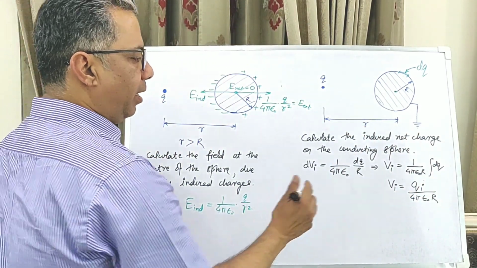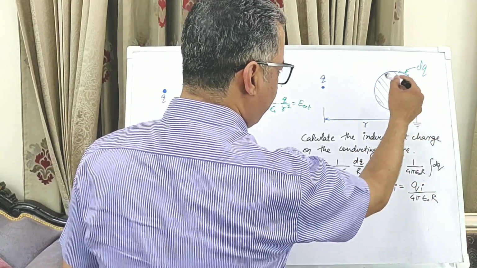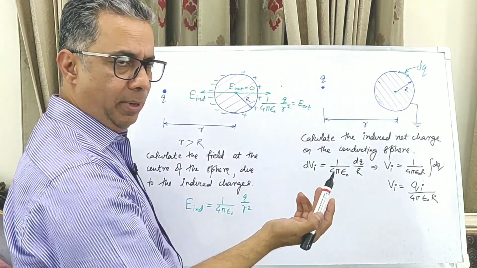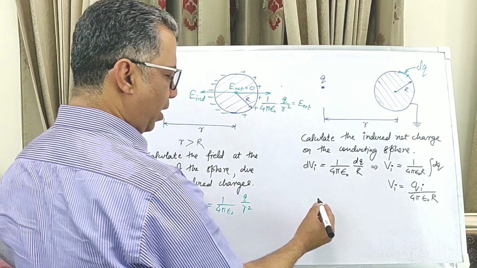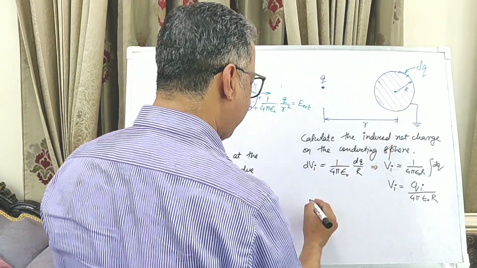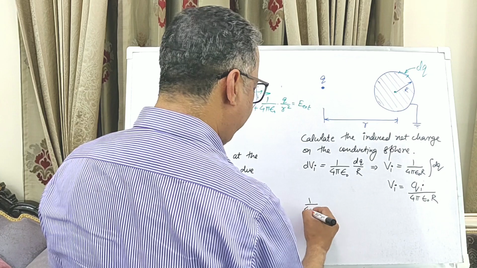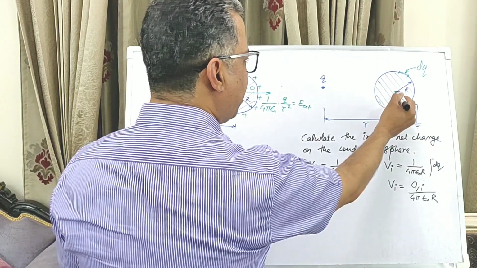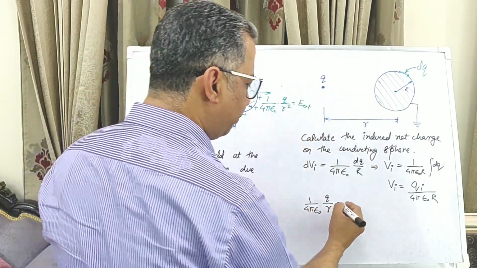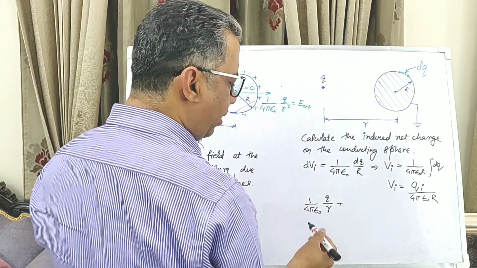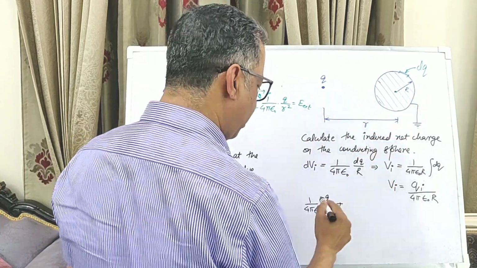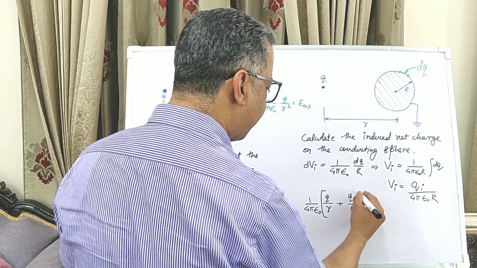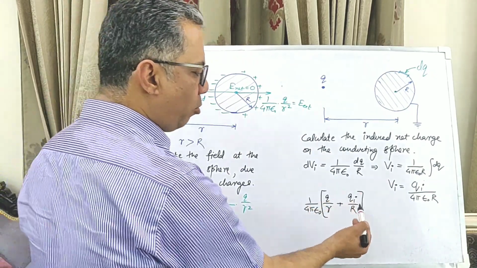Now this is the potential due to the induced charges at the center. The potential due to this charge at the center can easily be calculated using the formula for a point charge, and therefore the net potential at the center of the conductor will be 1 by 4 pi epsilon naught q by small r. This is the potential here due to q, the charge here, and then potential due to Qi at the center, that's given by Qi by capital R.